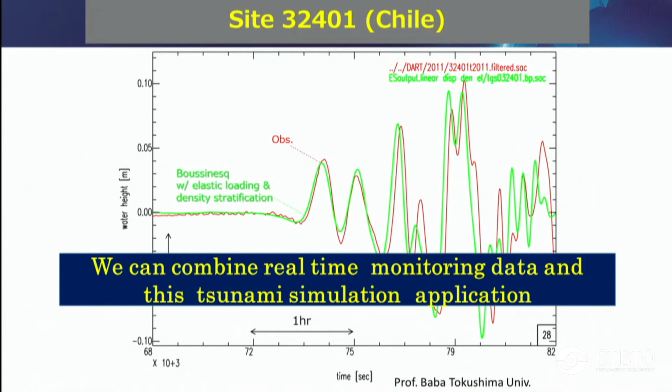This is just advanced tsunami simulation. Integrating real-time monitoring and using these advanced tsunami simulation applications is very, very important for tsunami disaster mitigation. Next slide. We can combine the real-time monitoring data and a tsunami simulation application. From now on, we always apply this tsunami simulation and real-time monitoring by DONET, DONET 1 and 2, or the other real-time monitoring system data.